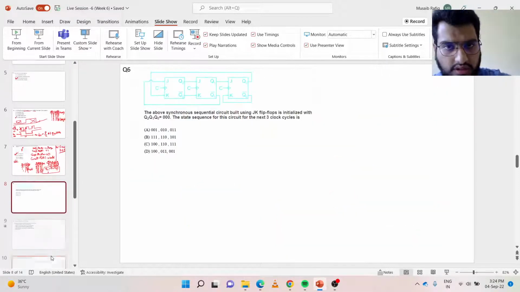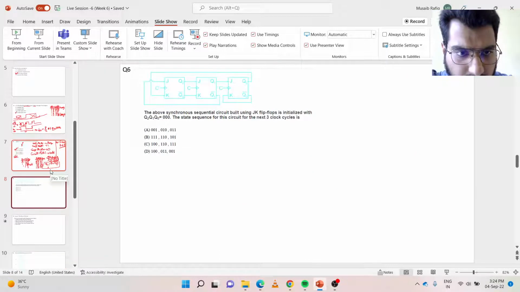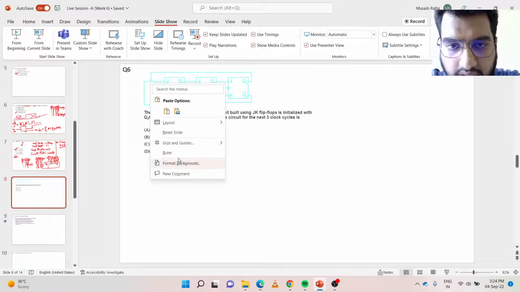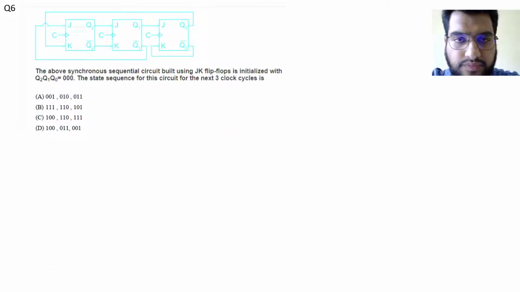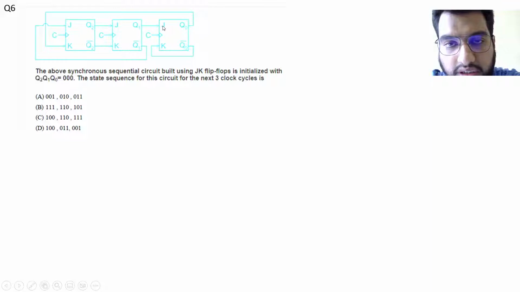Now let's move towards question number 6. So we have this circuit, consisting of JK flip-flops, where the outputs are connected like this. So this Q0 is connected to the K, and this Q2 is connected to J of the second flip-flop, and this Q1 is connected to J of the third flip-flop.